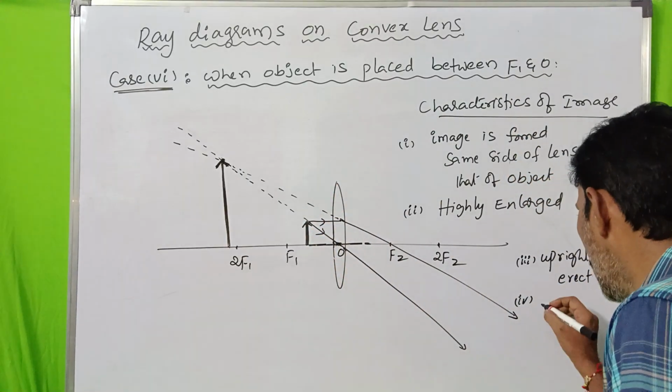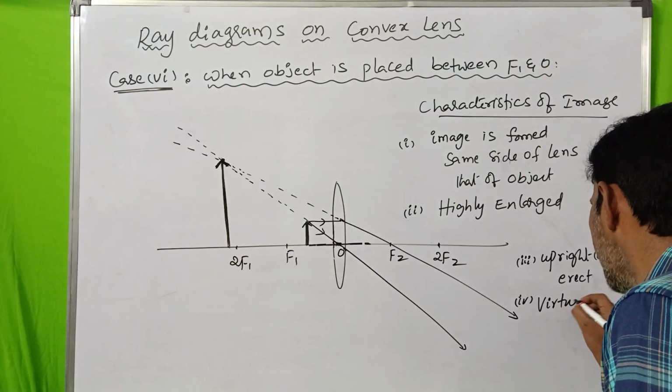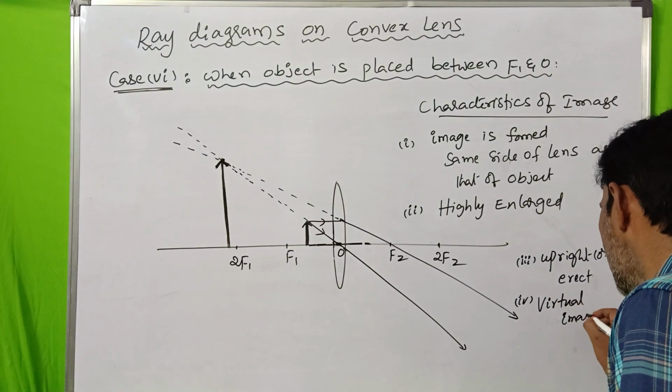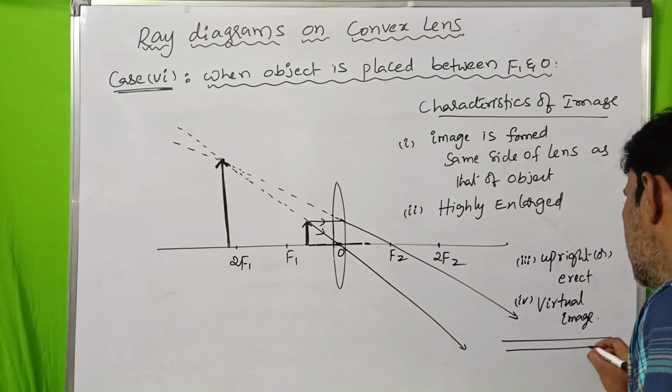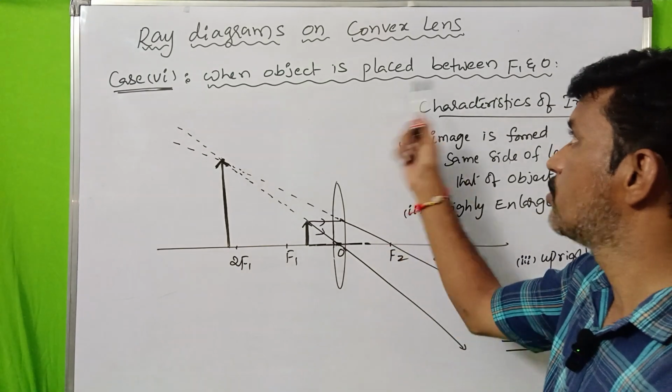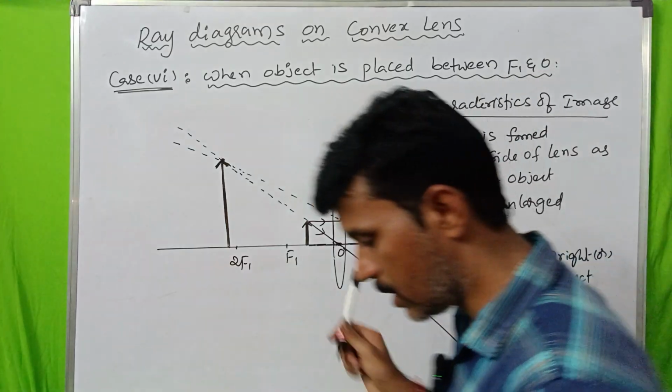That's why it is the virtual image. Okay, these are the characteristics of the image when object is placed between F1 and O.